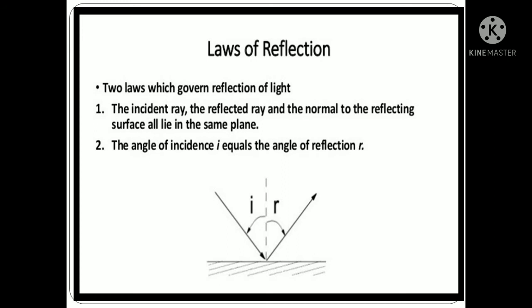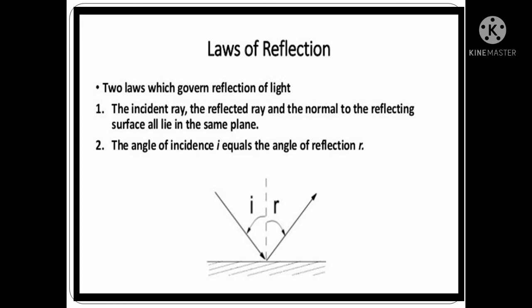You can see the incident ray has fallen in one plane, it is reflected back in that plane, and the normal is also drawn in that plane only. So these lie on the same plane. Number two: the angle of incidence, small i, is equal to the angle of reflection. Just now I said in the previous slide that the angle of incidence is always equal to the angle of reflection. So we got the laws, but now we will get to know there are some types also.